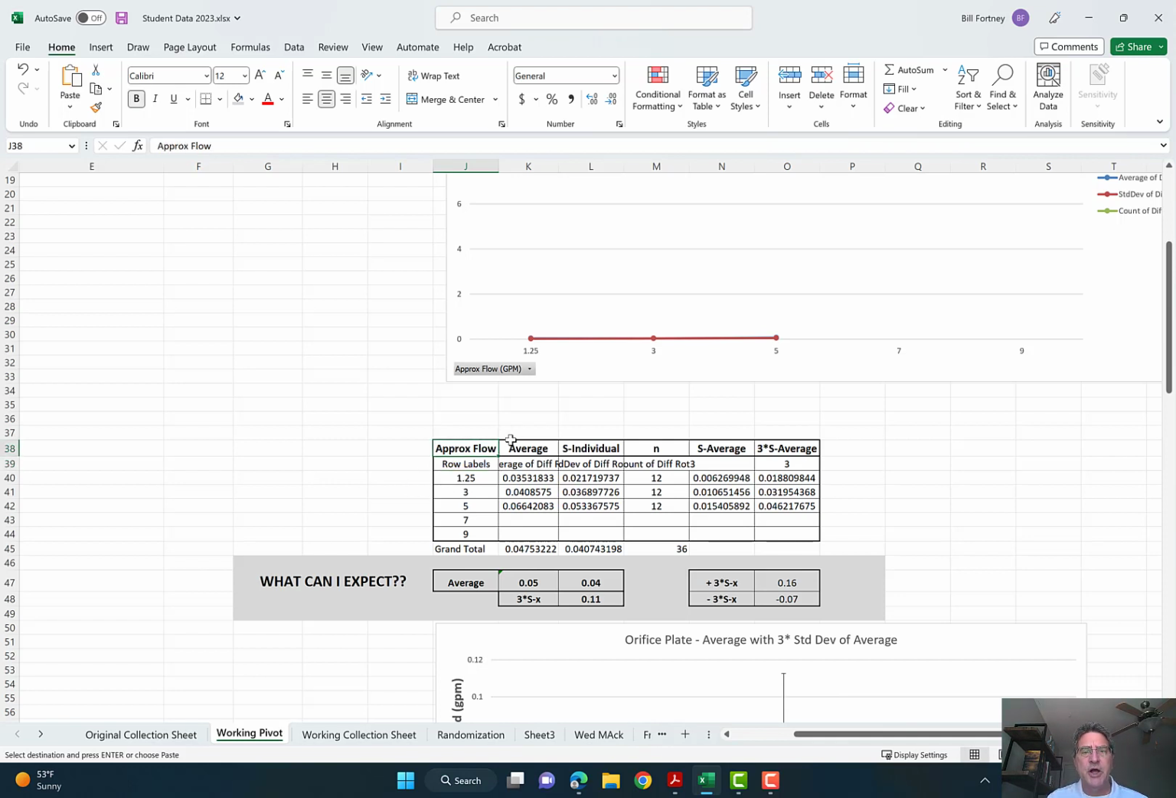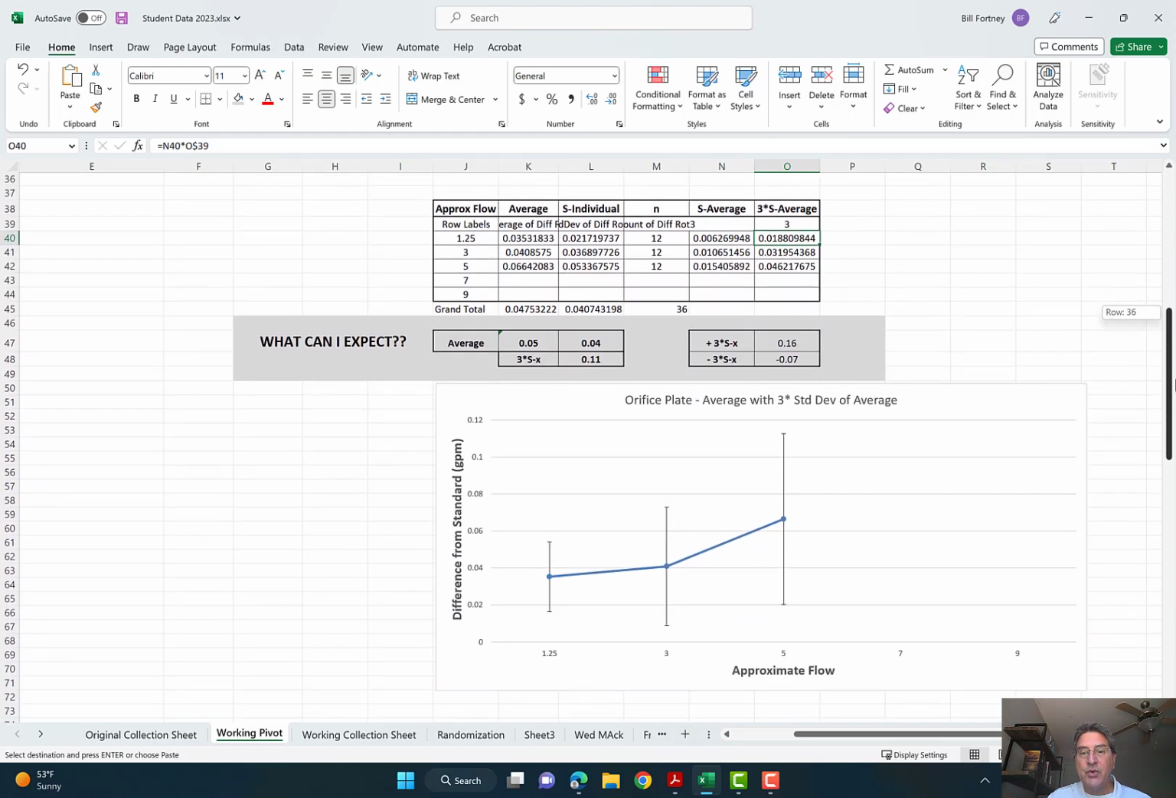I have approximate flow. There's the average for each of those. There's S sub x, the standard deviation of the individual values. There's how many I have. There's the standard deviation of an average of 12. What is that? That's this standard deviation divided by the square root of 12. And then this is 3 times that, for my error bars. Okay, so that's what I have there.